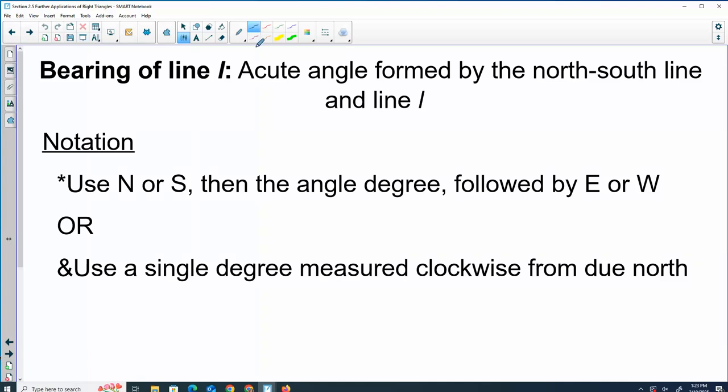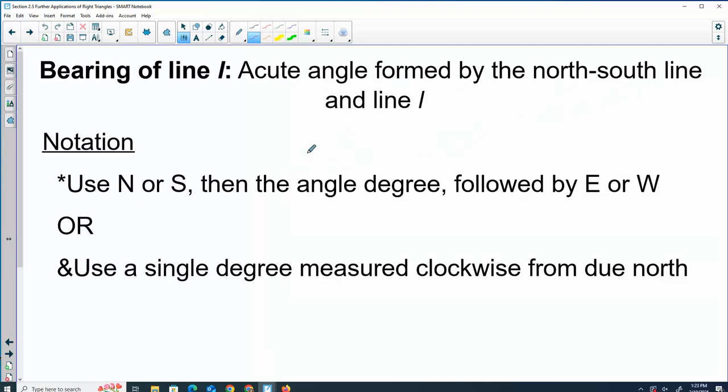So first thing we're going to talk about is bearing. You see this a lot in navigation. The bearing is a little bit confusing because it's the opposite of what you think about with reference angles. Reference angles are always measured from the x-axis. Bearing is measured from the y-axis, the north-south line. So it's an acute angle formed by the north-south line and the line L.